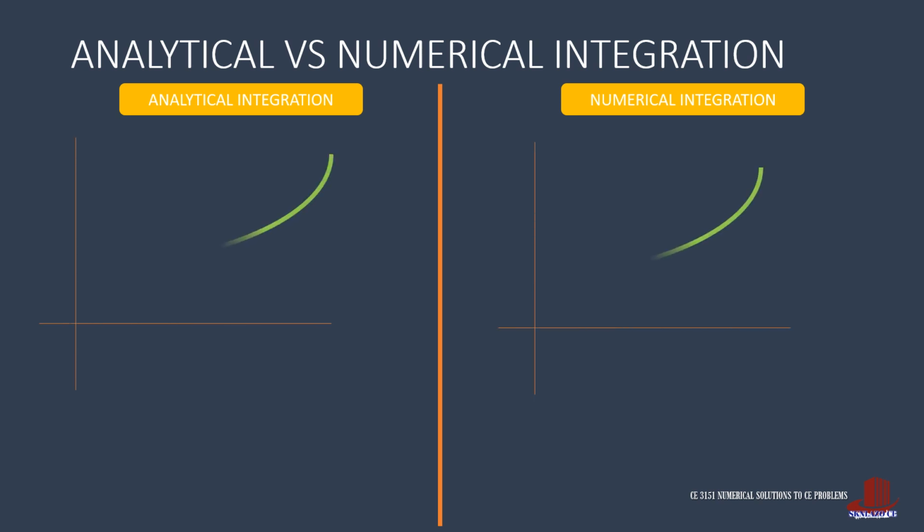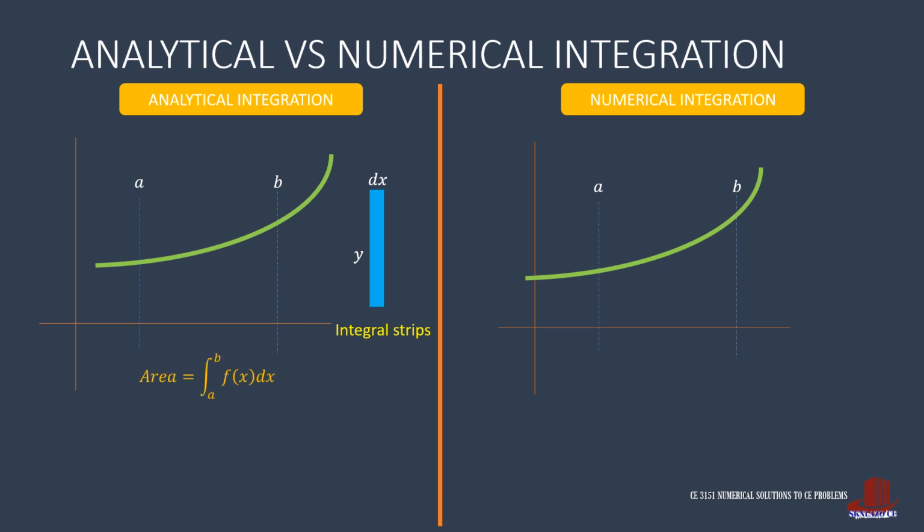Say a function describes a curve and the area under is bounded by a and b. Exact integration utilizes integral strips with dimensions of y and dx. The total area is then the integral of y dx, or f(x) dx, from a to b to solve for the exact area.